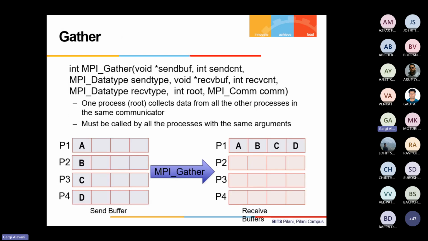We'll see 2-3 functions and then we'll go to the code. The next one is gather. Now in gather, as you can see in this figure, you have P1, P2, P3, P4. Each one has one element. And when you use the gather function, the root node receives all the data from all the nodes.